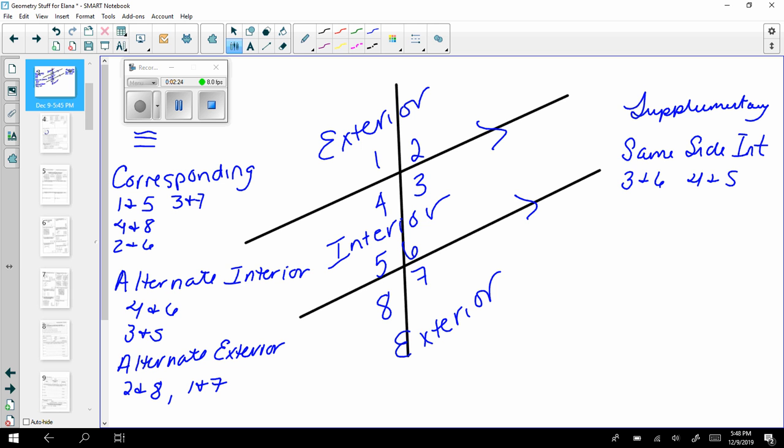All right. What about same side exterior? Those are also supplementary. Same side of the transversal on the outside of the parallel lines. So that's going to be 2 and 7 and 1 and 8. As we go forward, after we've named our angles and we know these relationships, we're going to use this knowledge to answer certain application problems.